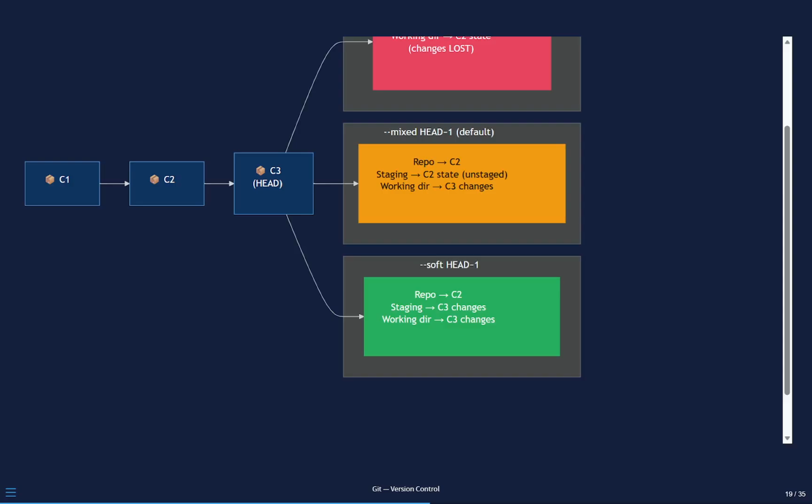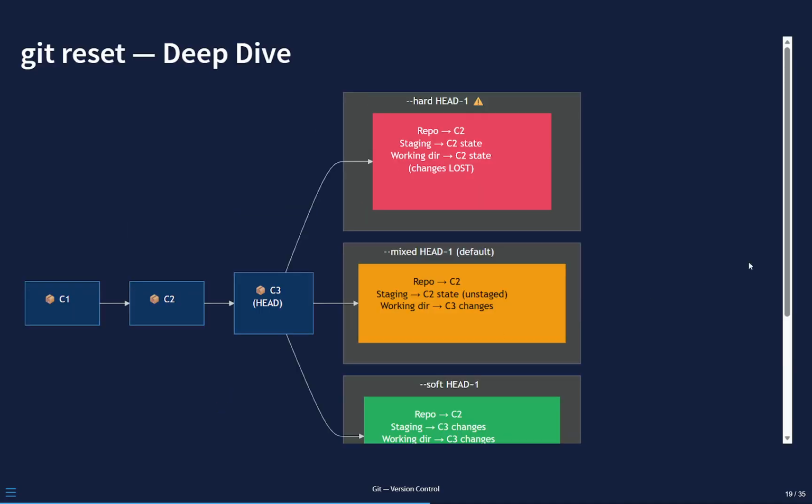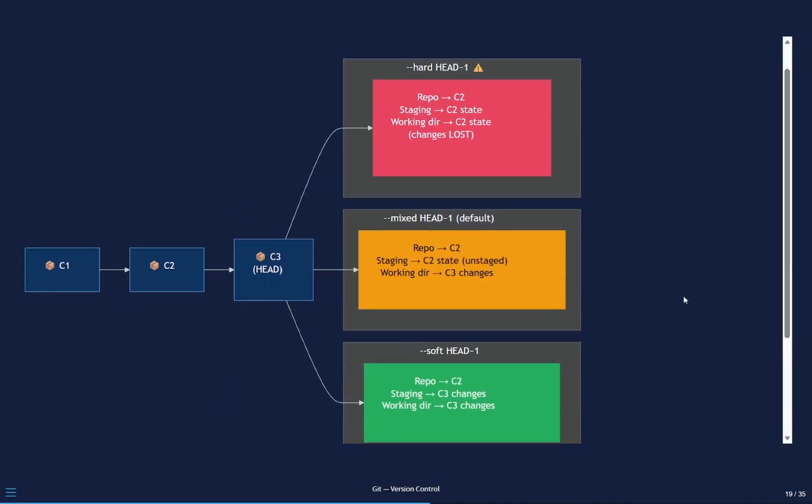Click. The callout at the bottom is critical. When you need to undo a commit that has already been pushed to a shared branch, use git revert instead. It adds a new commit that reverses the changes. History stays intact. No one's work is disrupted.